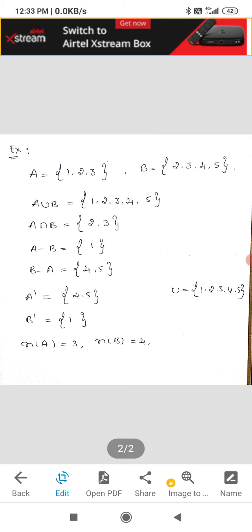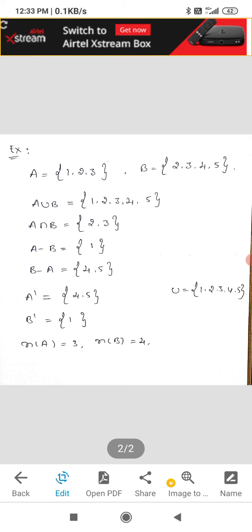Similarly, consider B minus A. The set of all elements which are in B but do not belong to A are 4, 5, right? 2, 3 belong to B but 2, 3 also belong to A. So 2, 3 do not come to the set B minus A. 4, 5 belong to B, and those elements do not belong to A. So B minus A is equal to {4, 5}.